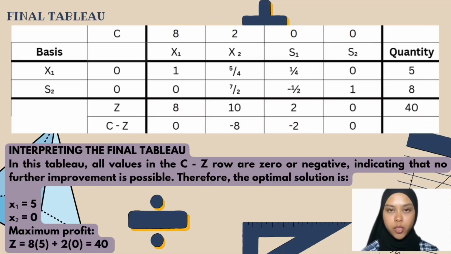In the final table, all values in the C minus Z row are 0 or negative. This means no further improvement is possible, so the solution is optimal. From the basis, x1 equals 5 and x2 equals 0. Finally, we calculate the maximum profit. Z equals 8 times 5 plus 2 times 0 equals 40. So the maximum profit is 40.